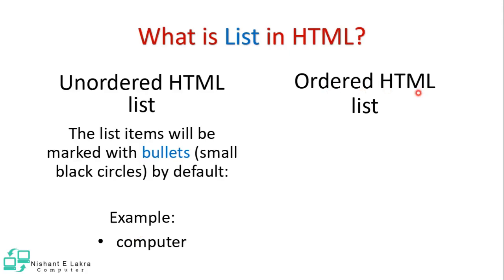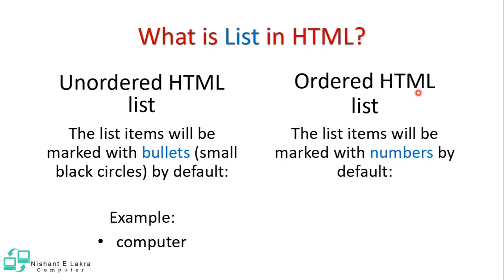We have already understood about unordered HTML list. Now let us understand about ordered HTML list. What is an ordered HTML list? The list items of an ordered HTML list will be marked with numbers. How is an unordered HTML list marked? It is marked with bullets, small black circles by default. And an ordered HTML list is marked with numbers.